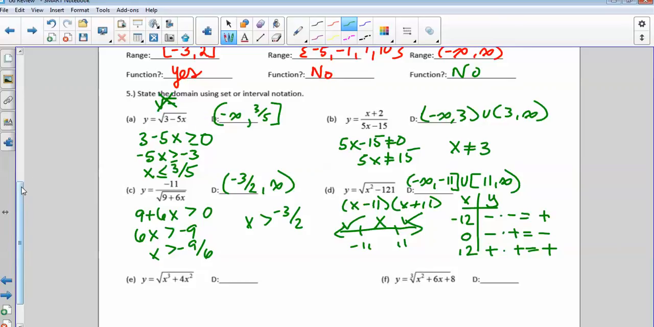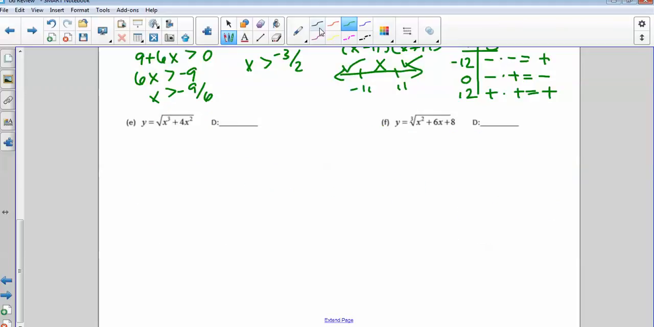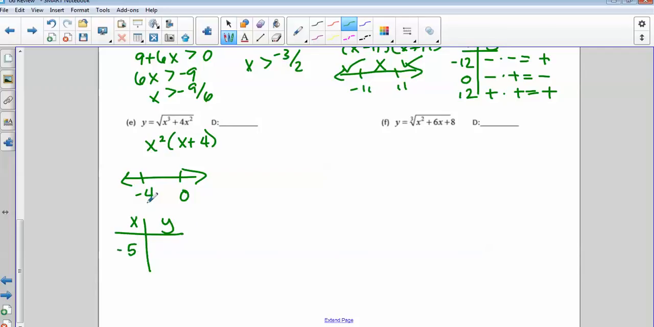You want to do the same thing for E. When you factor your denominator, you're going to have x squared times x plus 4, and that gives me key points at x equals 0 and x equals negative 4. So I need to test a point in each section. Something smaller than negative 4 could be negative 5. Between the two, I can choose negative 1, and greater than 0, I choose 1. Whenever I plug any number into x squared, it's going to turn positive. So I know that these y's will all start with positive.